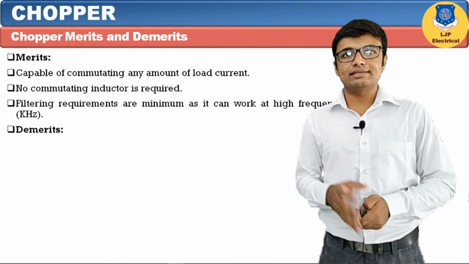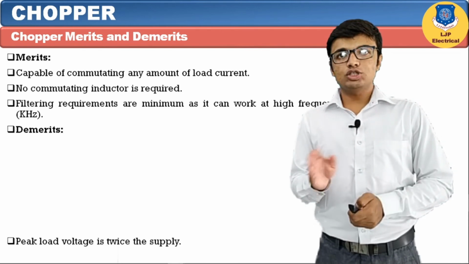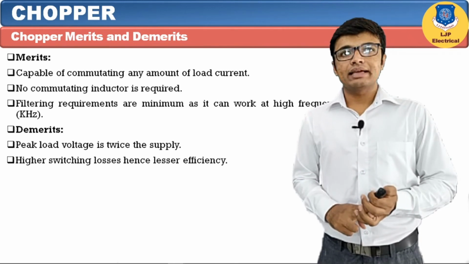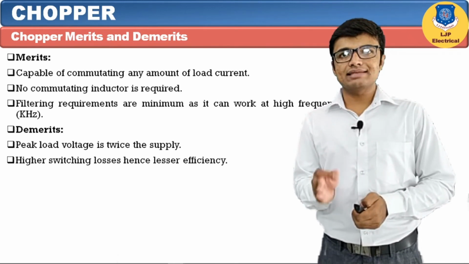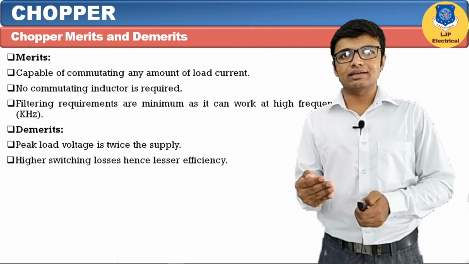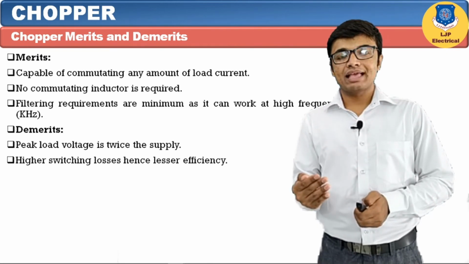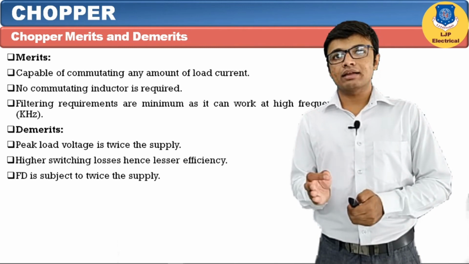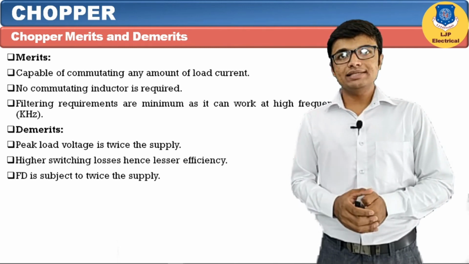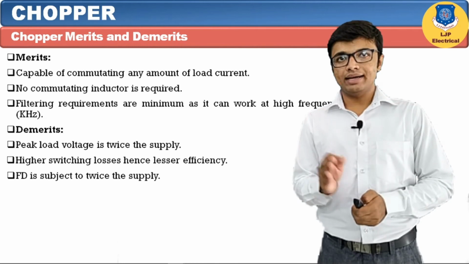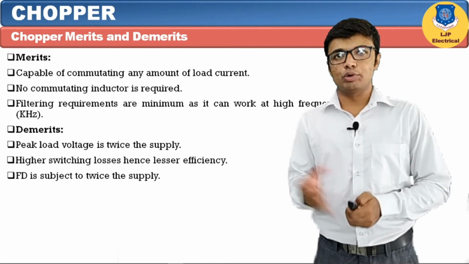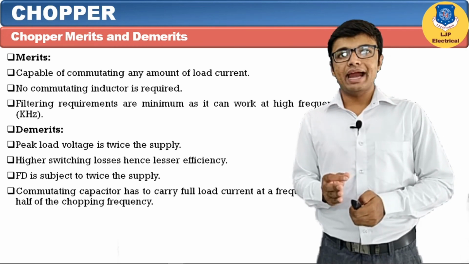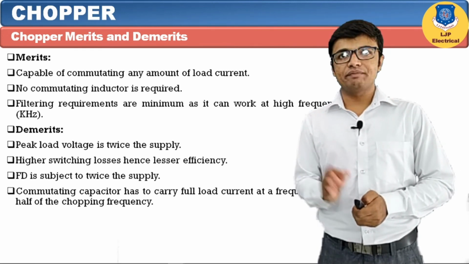Let's see the disadvantages. During peak load voltage in the chopper, peak load voltage is twice the supply. Second one is higher switching losses, hence lesser efficiency, as the losses will be higher because of the higher number of switches, such that we will get lesser efficiency in the output. FD is subject to twice the supply. It means we have to use a freewheeling diode whose rating is very large compared to the supply voltage. It requires a commutating capacitor that has to carry full load current at a frequency half of the chopping frequency.